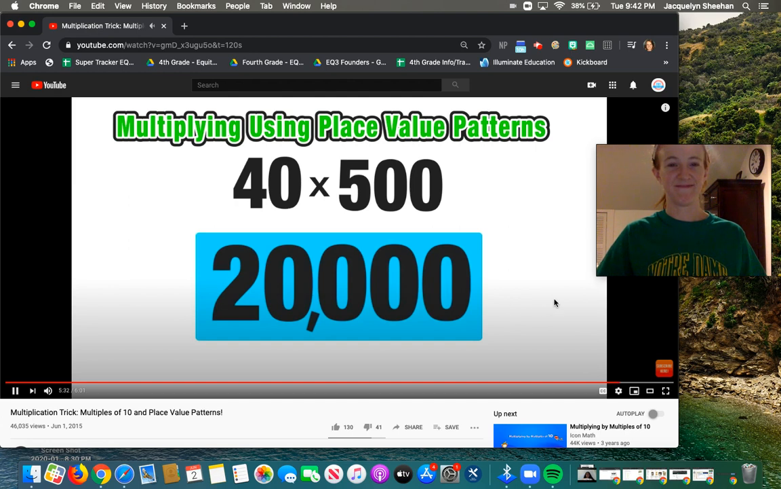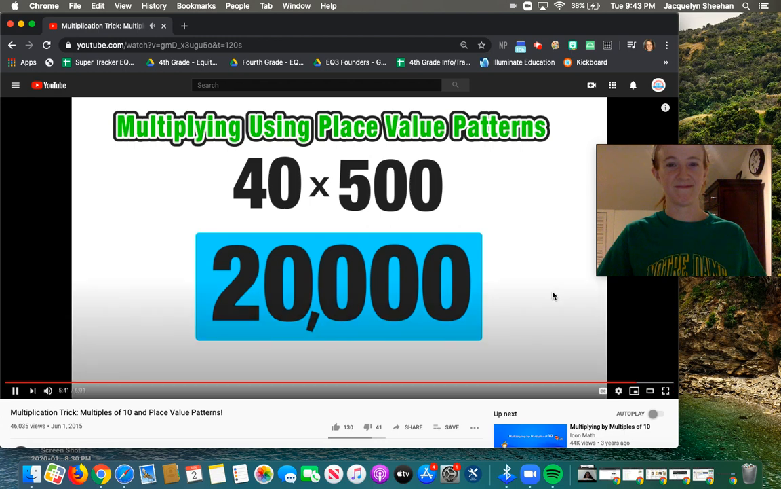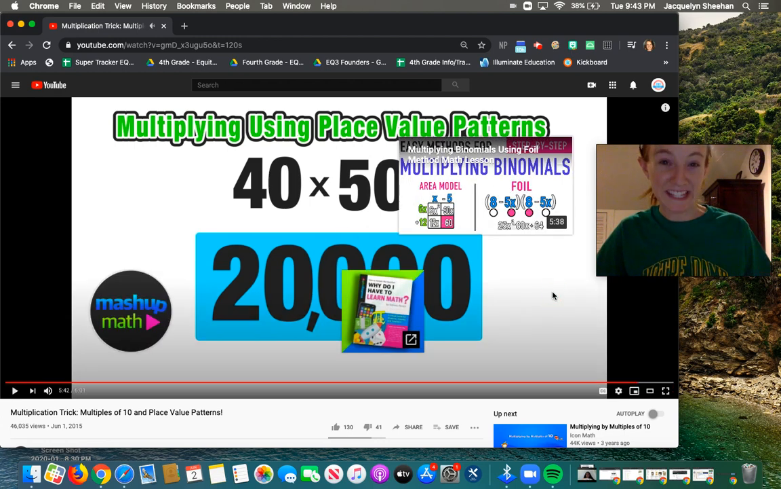So it's super important and helpful to not only be able to recognize these patterns, but to really understand them, because it's going to give you a greater understanding of number sense and will help you in future mathematics, especially in middle school.